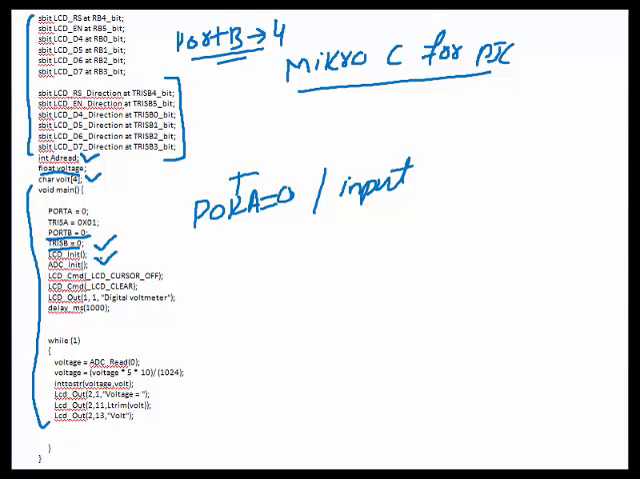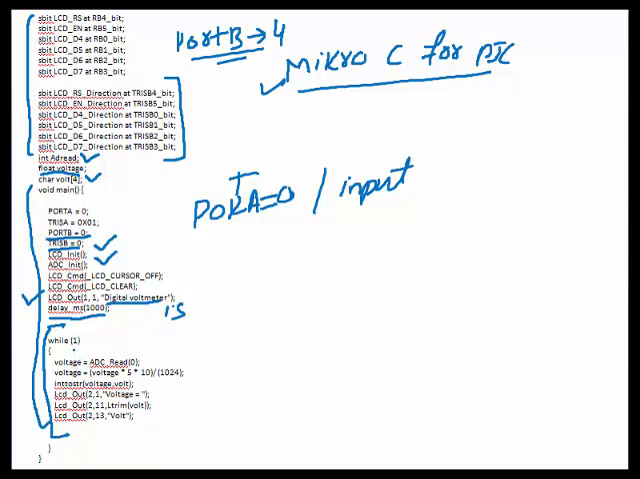These are built-in libraries of mikroC which define LCD, which initializes LCD and ADC, and here we are writing LCD command which will turn off the cursor, and this is the command used to clear LCD, and here we are displaying LCD out digital voltmeter. It will display digital voltmeter on LCD whenever it is turned on the first time, and then there is a delay of 1 second, and after that this is the main function which is going to execute every time.